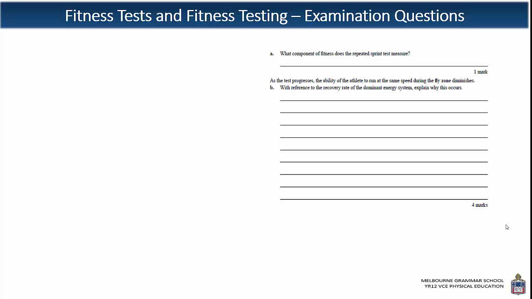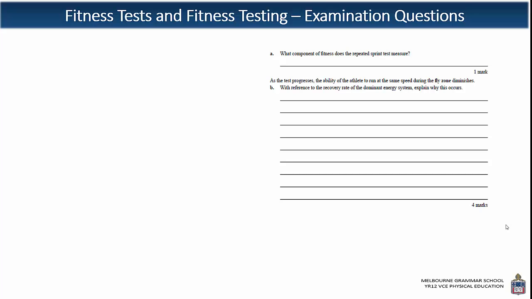It's worth 4 marks. So you need to state your knowledge and then link to the information here. You need to say that the dominant energy system is the ATP-CP system, which produces energy at the fastest rate. And what occurs is that it requires a certain amount of time, and you need to put that specifically in. So 3 minutes for 98% of CP to be replenished. What you need to say then is that with only 25 seconds recovery, CP is not going to be fully replenished, which means that there's an increase in contribution from the anaerobic glycolysis system, and that produces energy at a slower rate.